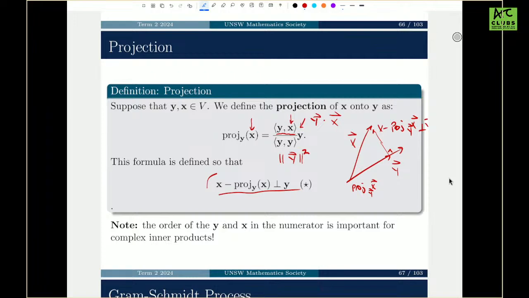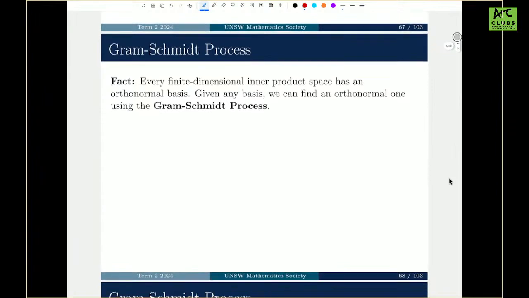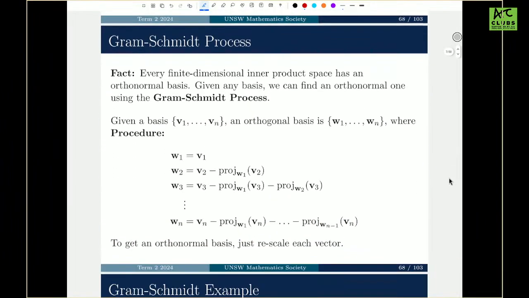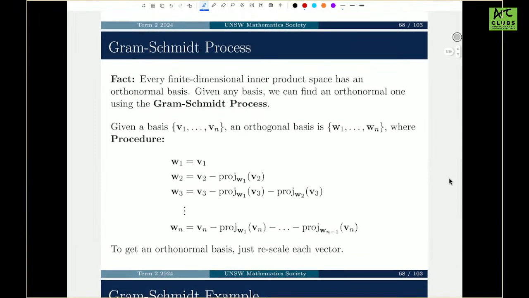This is a really important property, because it will come in handy when we look at the Gram-Schmidt process. We started with a fact: every finite dimensional inner product space has an orthonormal basis. So given any basis, it doesn't have to be orthonormal or orthogonal, we can always find an orthonormal one. And you might be thinking, how do we extract an orthonormal one out of an arbitrary basis? Well, it's this thing called the Gram-Schmidt process, and as painful as it is to compute, it is very, very helpful.